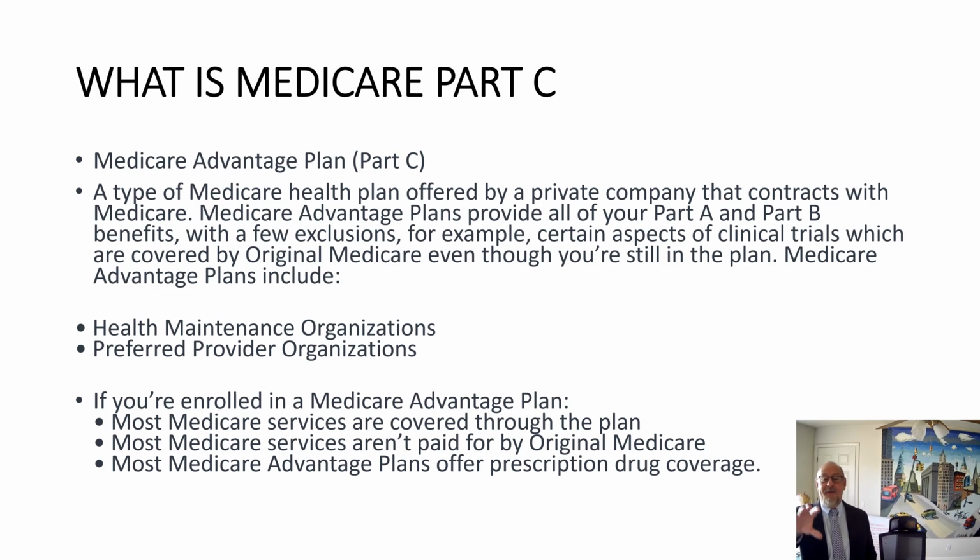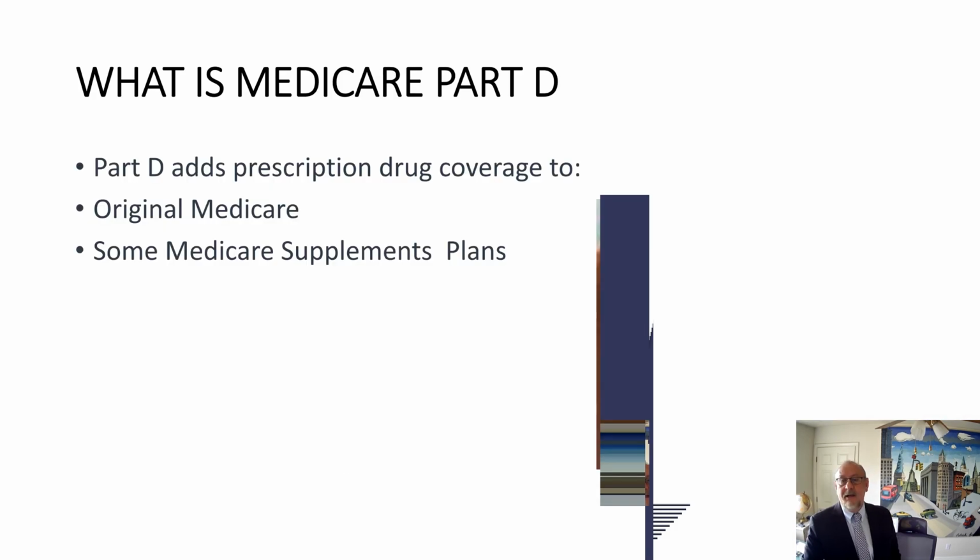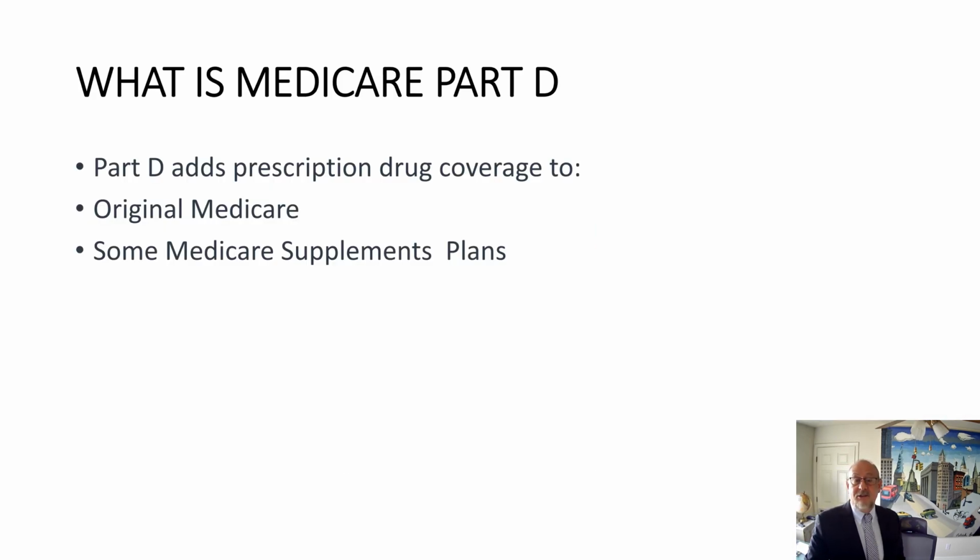So here's where the alphabet soup comes in. Part A is your hospitals. Part B is doctors. Part C is basically a contract with private companies to manage your health care. That way Medicare is no longer involved, but you still get the benefits that Medicare offers. And then there's Part D, which they include in Part C, which is your prescription drug plan. This is what your card looks like. I'm sure you're familiar with that. And then Medicare Part D is also known as prescription drug coverage.